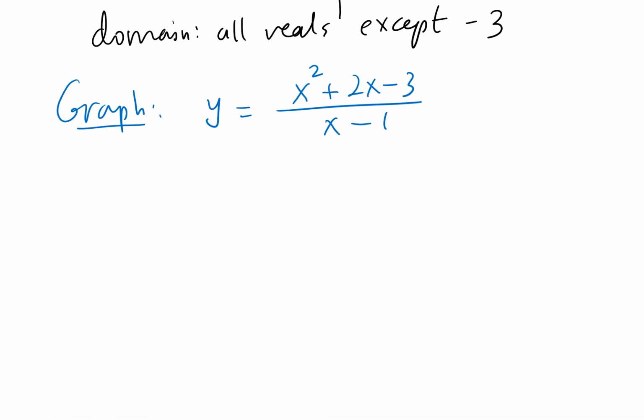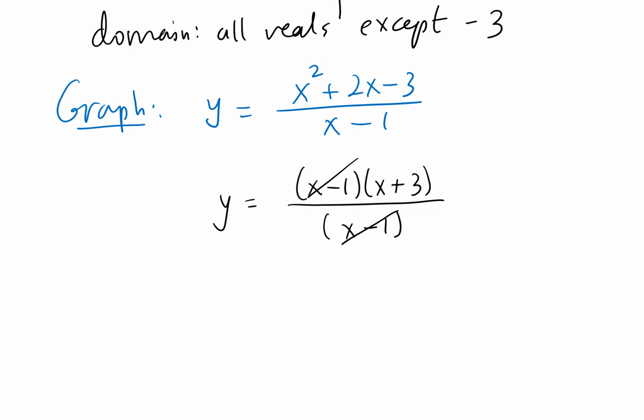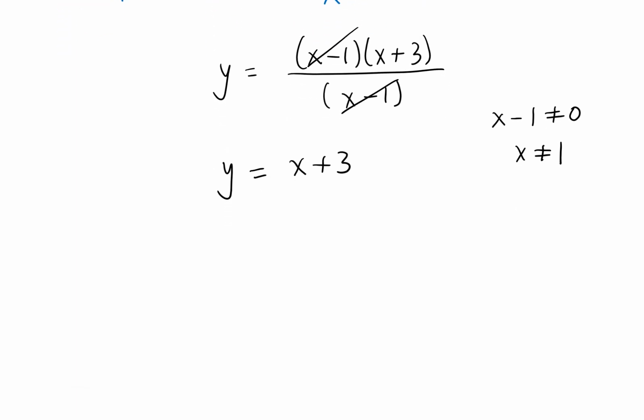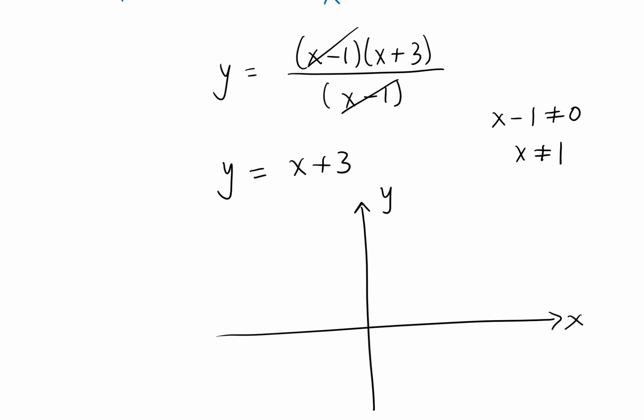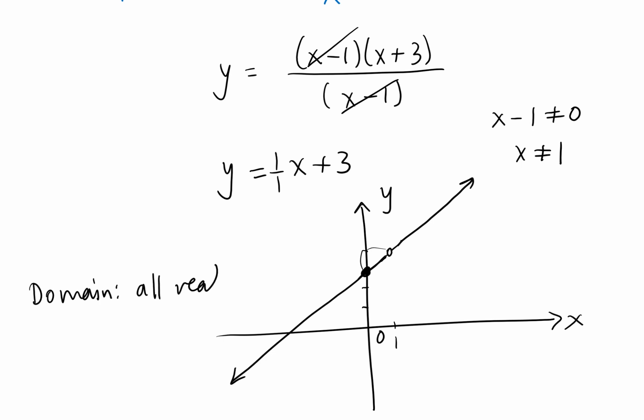Okay, we can move on and graph this function. We can factor the top as x minus 1, x plus 3 over x minus 1. These cancel. Keep in mind that the denominator cannot be 0, so x cannot be 1. So now I just have to graph the straight line y equals x plus 3. The y-intercept, slope is rise over run. So x cannot be 1. This is 1. So at that point, there's an open circle. Everyone got that? So the domain for this one is all reals except 1.